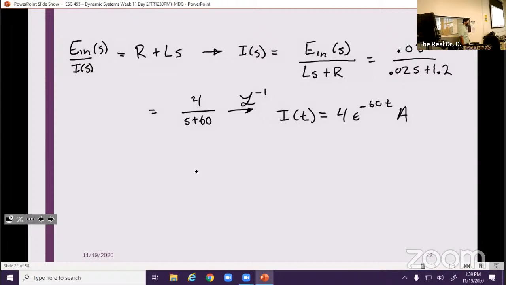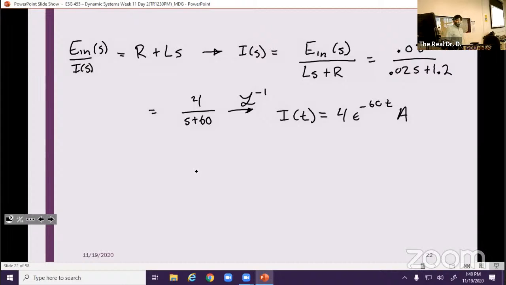Grade 6. Question. What is the time constant in this system? This is 1 over 60. What is 1 over 60?